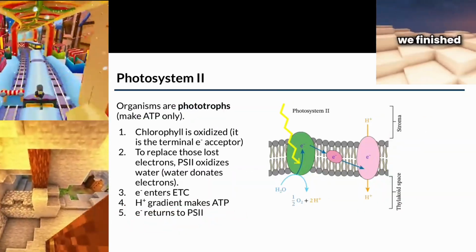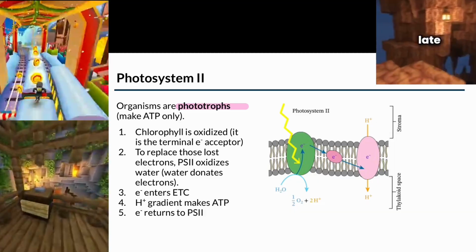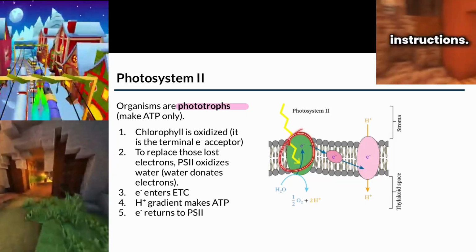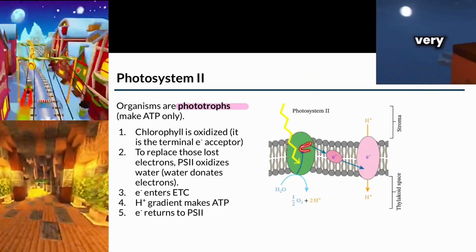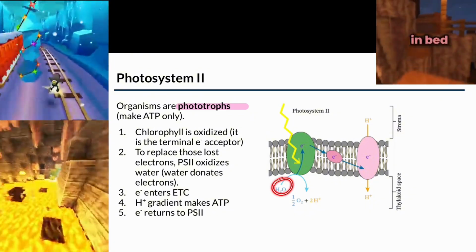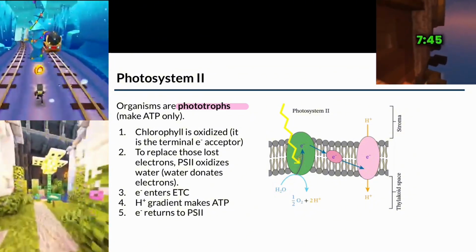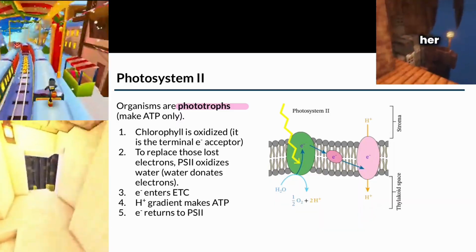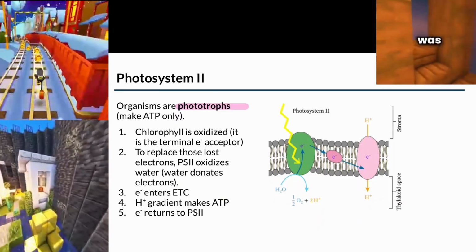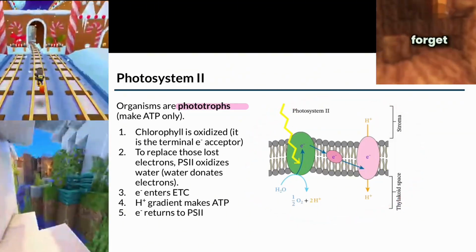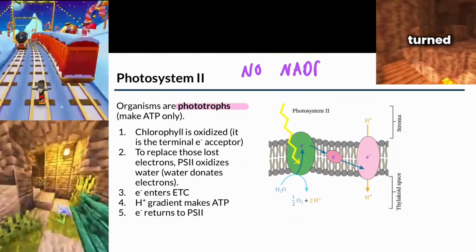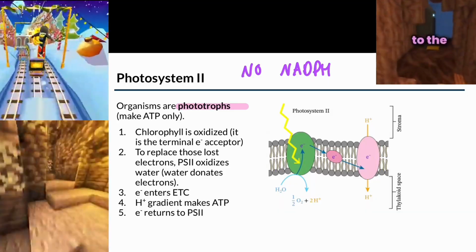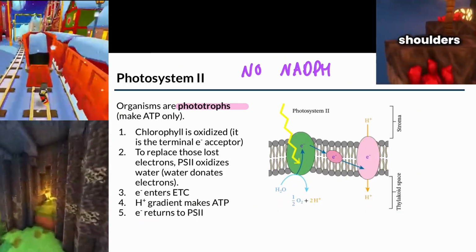Well, what about with photosystem 2 only? Well, in these organisms, they're going to be phototrophs, so all they can do is make ATP. Same idea where we're oxidizing the chlorophyll, but then because we're losing this electron, we're going to oxidize water. So we're going to get an electron from water. This electron is going to enter into the ETC, it's going to pump a proton, and it's going to allow ATP synthase to spin. So if you look here, there is no NADPH being generated. We are only pumping a proton, so we are only generating ATP. And then that electron is going to return to PS2. So this is cyclic electron flow.